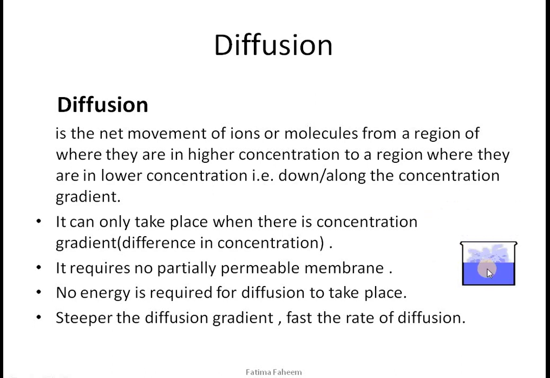If the molecules of the gas were equally distributed in the environment and in the beaker, there would have been no net movement of molecules or ions, and we would say that there was no diffusion. So for diffusion to take place, it is important that the diffusion gradient or concentration difference should be there.